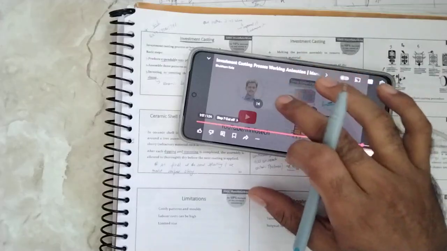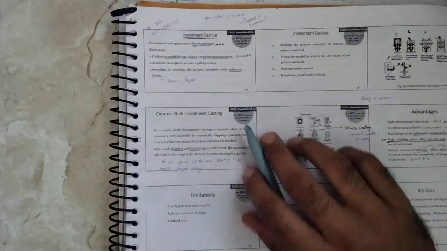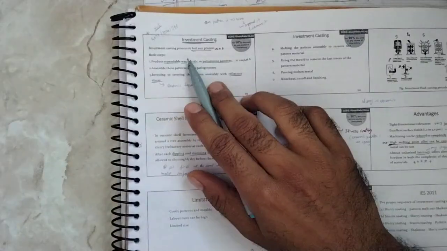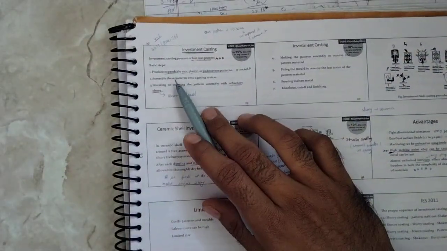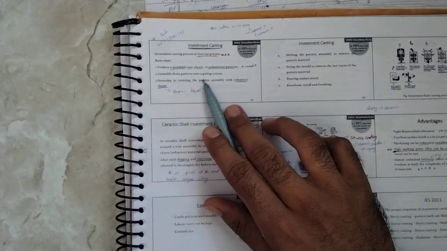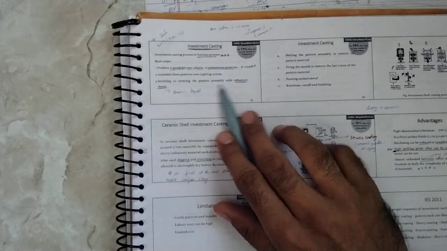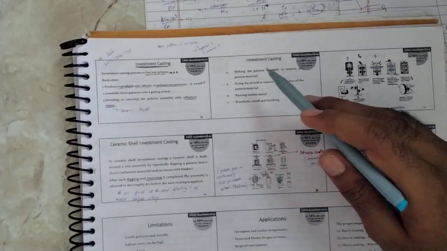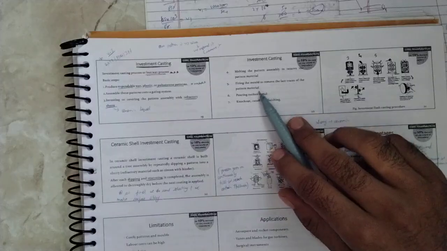Okay, I think you can understand. So just a normal process. First thing they will use is wax. So the investment casting process uses a lost wax pattern. It produces expendable wax, plastic and polystyrene patterns, and assembles these patterns into a gating system. Next one is investment, or covering the pattern assembly with the refractory slurry. Next is melting the pattern assembly to remove the pattern, firing the mold to remove the last trace of the pattern material, and next pouring the mold, knocking it off and cutting off.